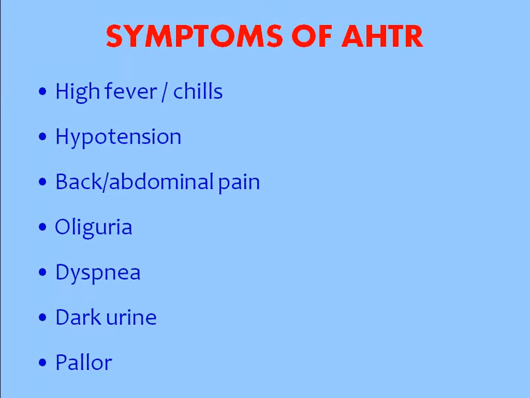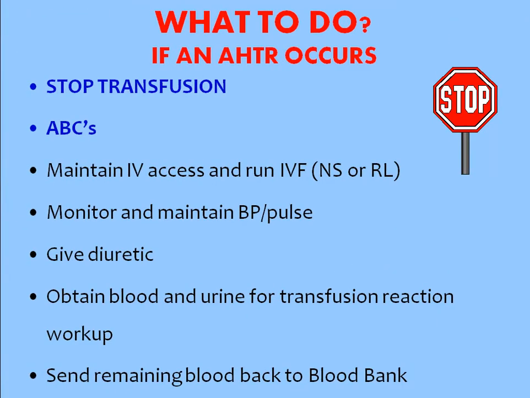Now, what are the symptoms of acute hemolytic transfusion reactions? High fever with chills, hypotension, back or abdominal pain, oliguria, dyspnea, dark urine, and pallor would be the complications. And immediately you have to stop the transfusion, give steroids to the patient, that is one shot of hydrocortisone. Then you have to maintain the airway, breathing, and circulation. Maintain the IV access and run IV fluids continuously. BP monitoring should be done. Diuretics should be given.